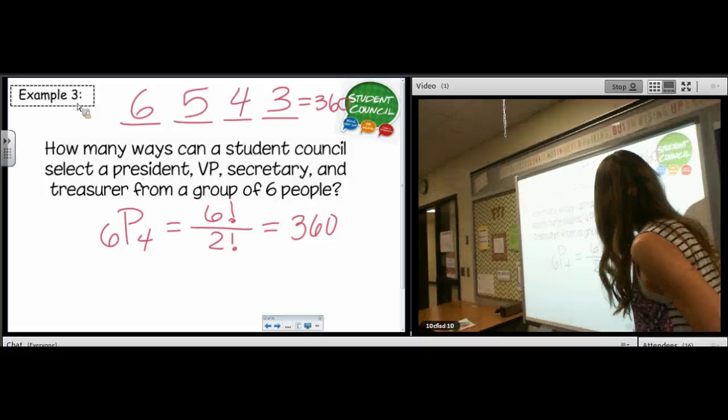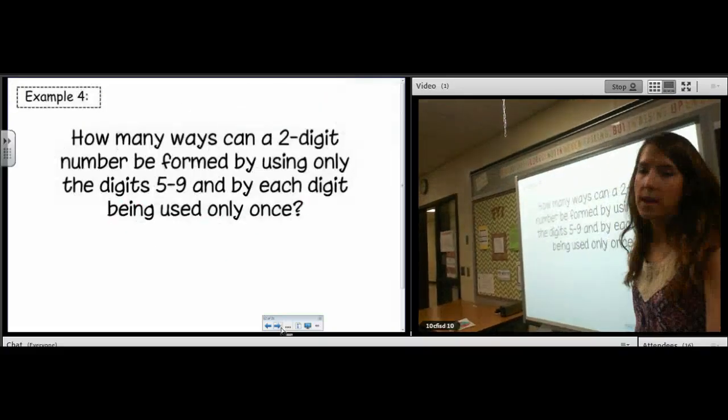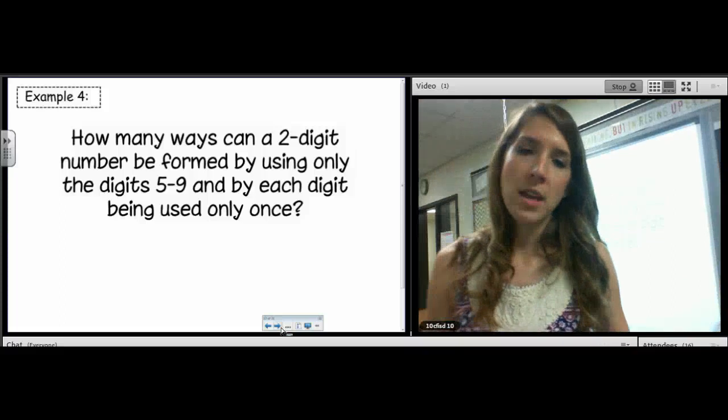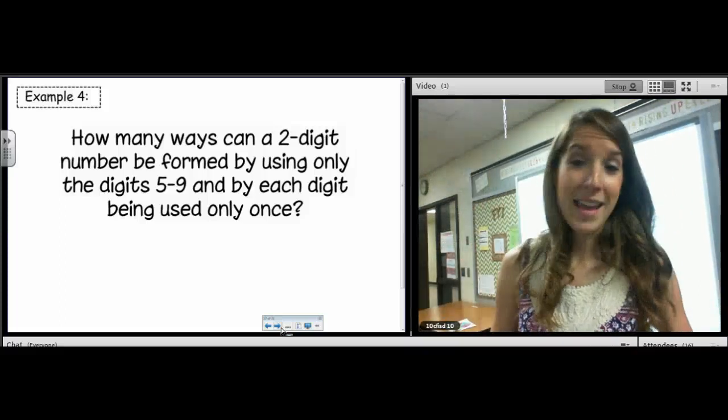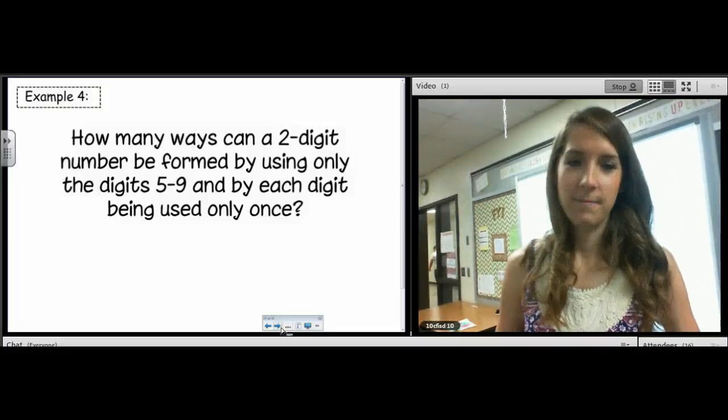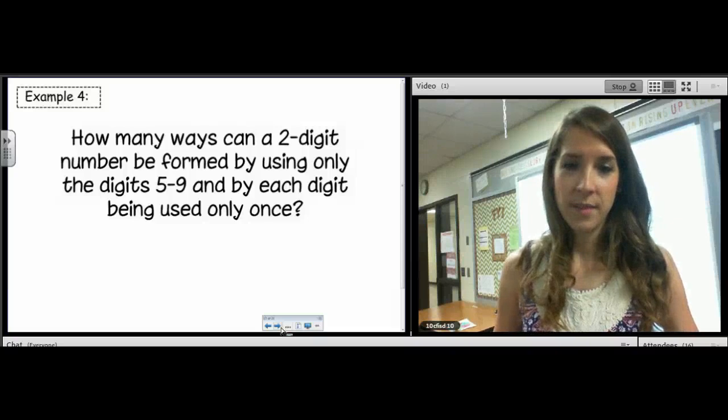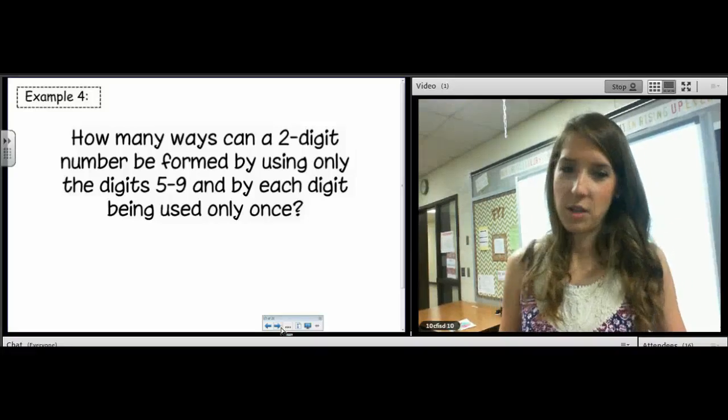Cool. How many ways can a 2-digit number be formed by using only the digits 5 through 9 and by each digit being used only once? I'm letting you think about it. It's only a 2-digit number, so it's not too intimidating.